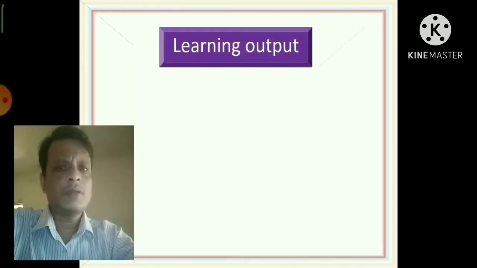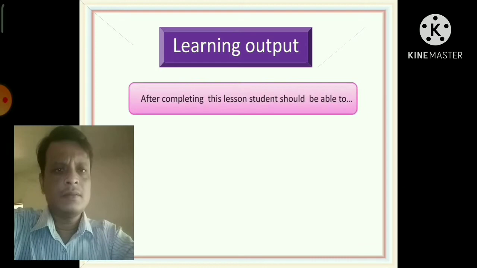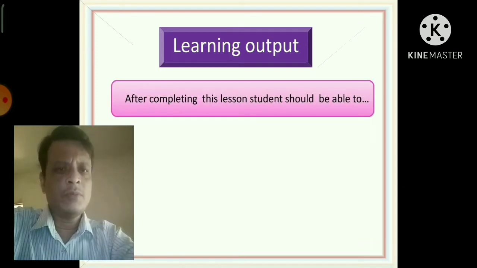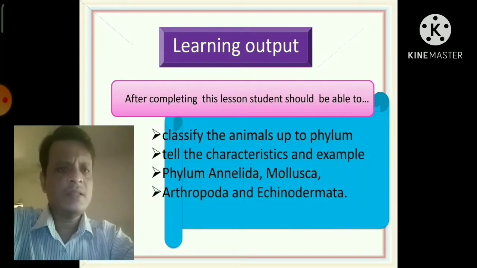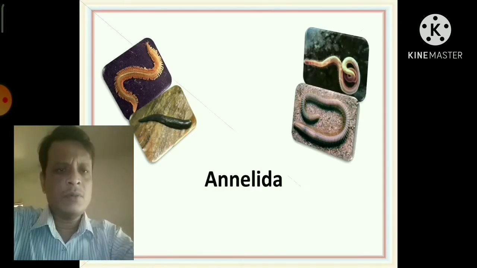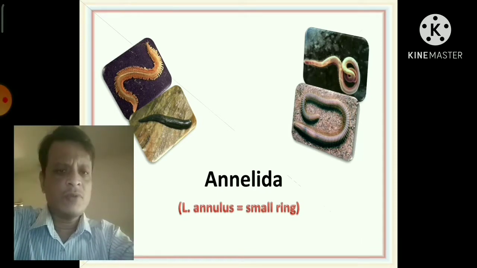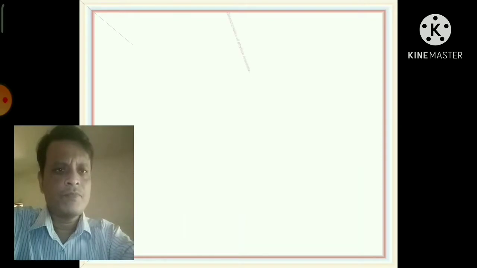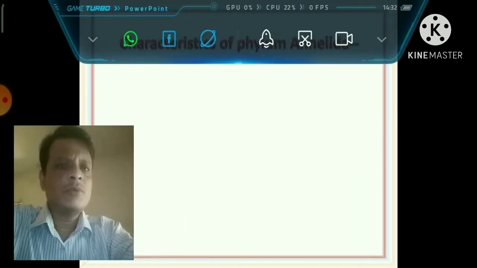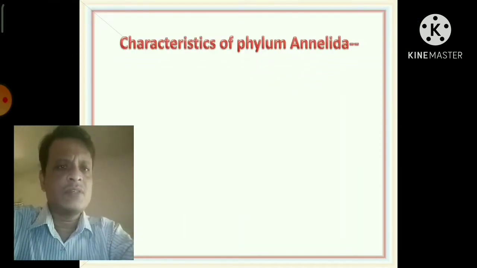Learning outcome. After completing this lesson, students should be able to classify the animals up to phylum, and tell the characteristics and examples of phylum Annelida, Mollusca, Arthropoda and Echinodermata. Now let's discuss the phylum Annelida. Annelida actually comes from the Latin word annulus, which means small ring. Now let's discuss some of the important characteristic features of the phylum Annelida.